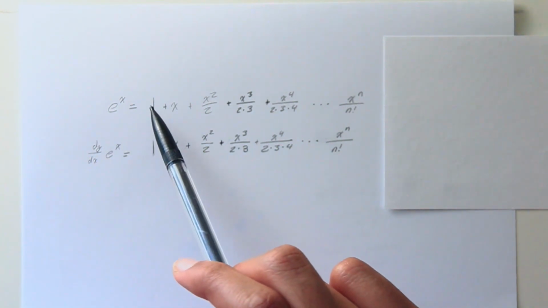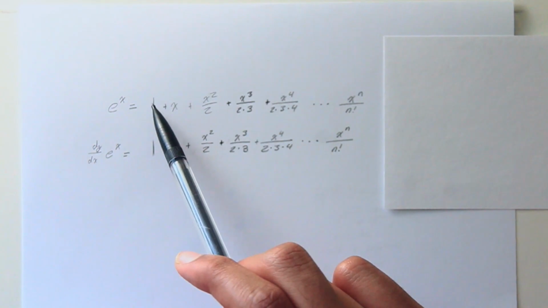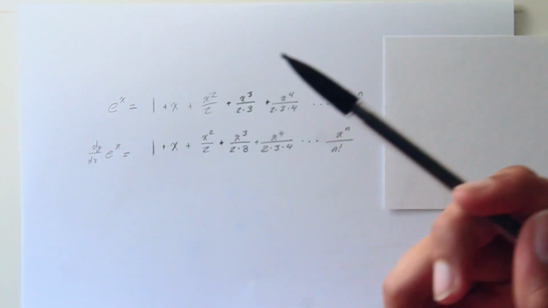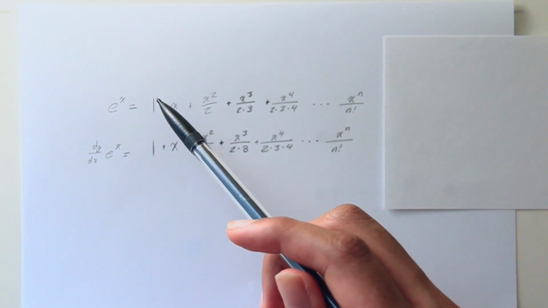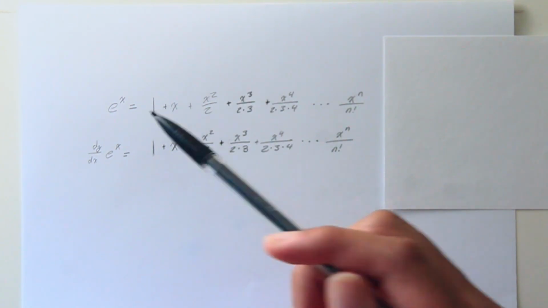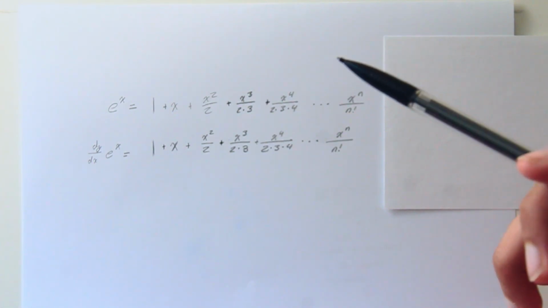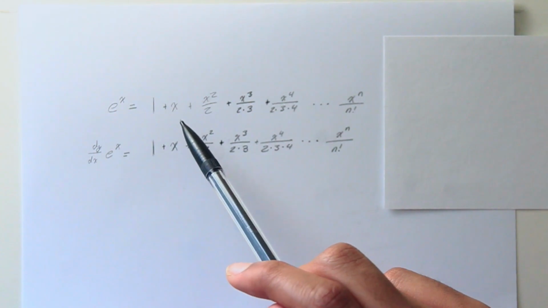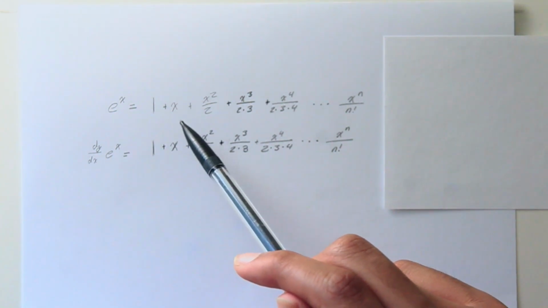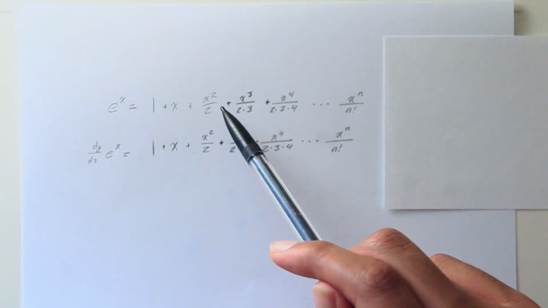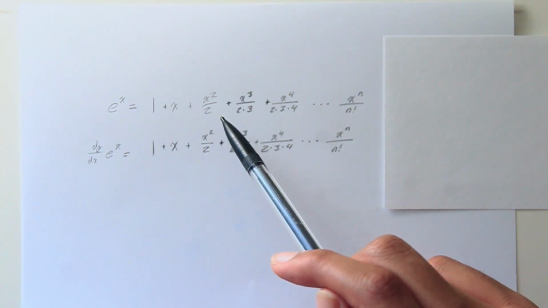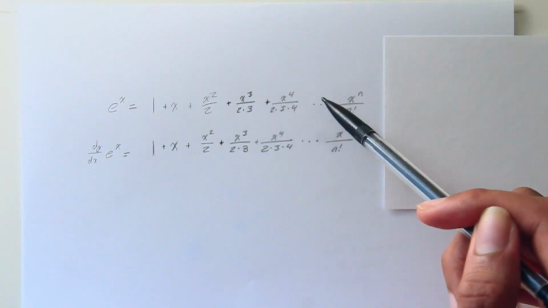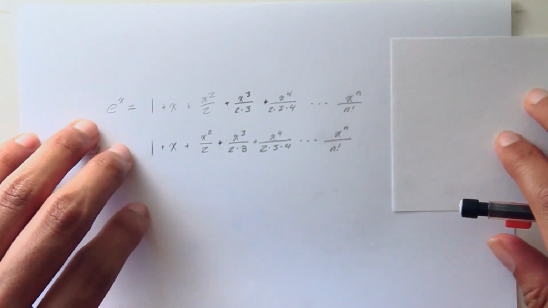So here we have x to the 0th power over 0 factorial, and 0 factorial is 1. So we're going to just be left with 1 since x to the 0th power is going to be 1. Here we have x to the 1st power over 1 factorial, and that's just going to be x. Here we have x to the 2nd power over 2 factorial, and that's going to be x squared over 2, and so on and so on.